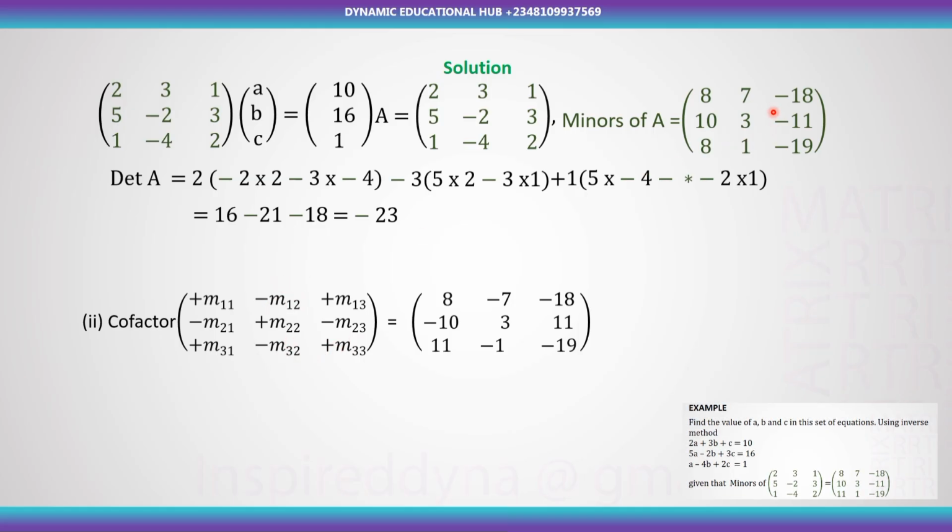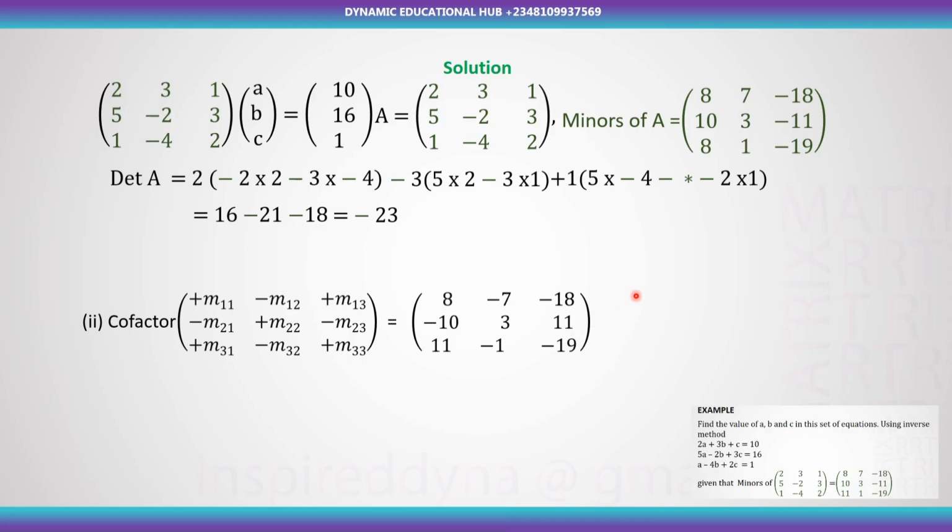7 is here, so additive inverse, minus 7, that is what we have here. For this element, which one? Minus 11. So when we do the additive inverse, it becomes 11. The next one is this element, which is 1. So we do the additive inverse, that is minus 1. And the one occupying this position, which is 10, we do the additive inverse, minus 10. That is how we arrive at this, which is the cofactor.